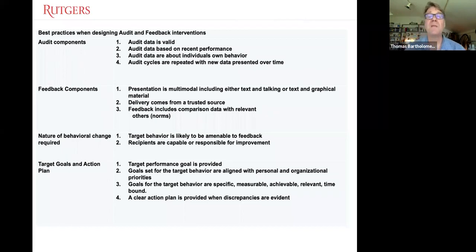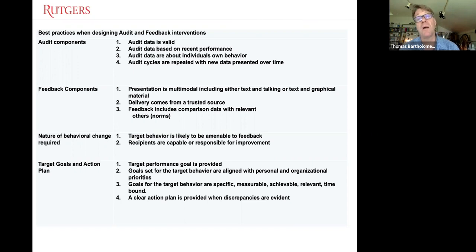It should be recent performance, and it should be about the individual's own behavior, not the team's, right? It has to be something that the person can change. And the audit cycles are repeated with new data each time and repeated frequently. And then the idea of giving the feedback in a multimodal way. So we did it where we wrote it and then we talked about it. Hopefully the supervisor is trusted. And the feedback includes comparison data with relevant norms.